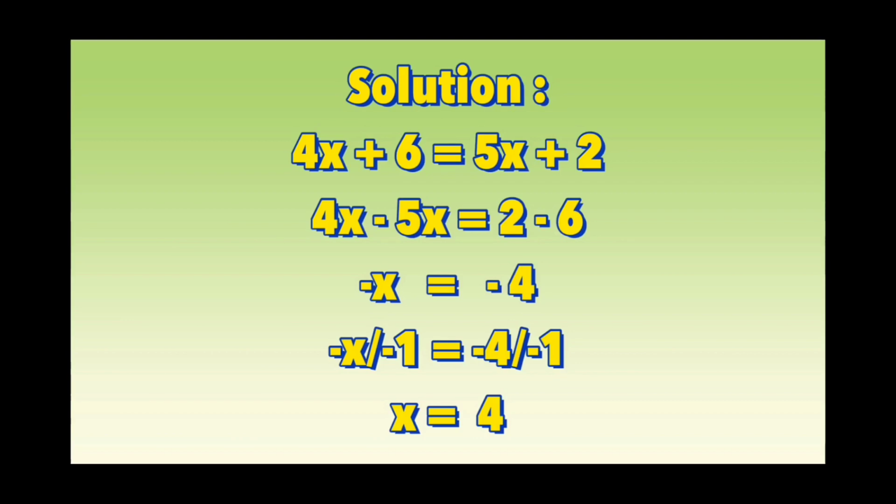Okay, our solution 4x plus 6 equals 5x plus 2. We're going to transpose to the left side of the equation the positive 5x, it becomes now negative 5x equals to, then positive 6 transposed to the right side of the equation becomes now negative 6. Then the next, we're going to simplify. 4x minus 5x equals negative x. Then 2 minus 6 equals negative 4.